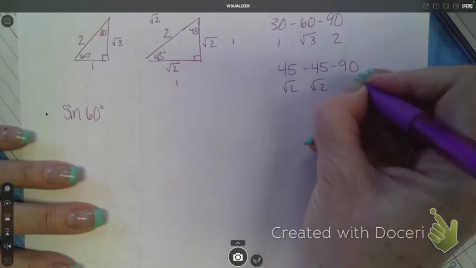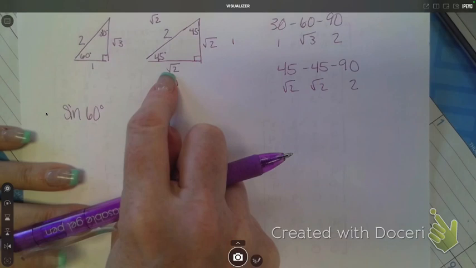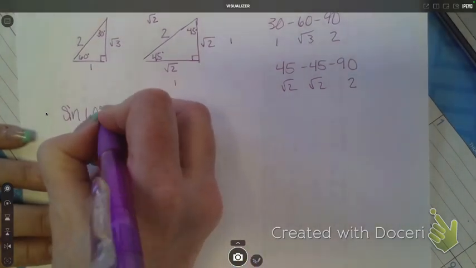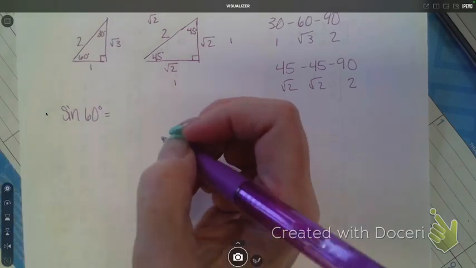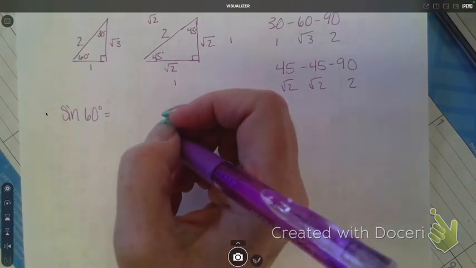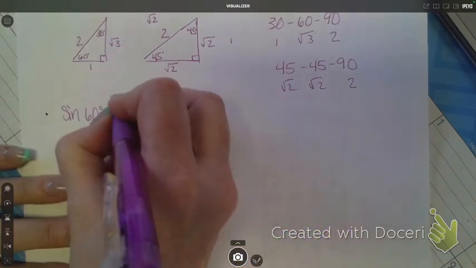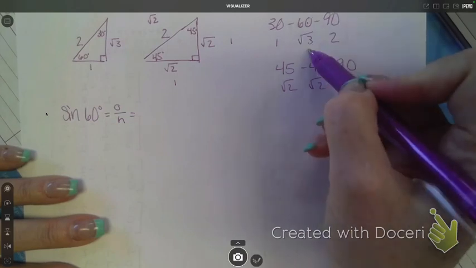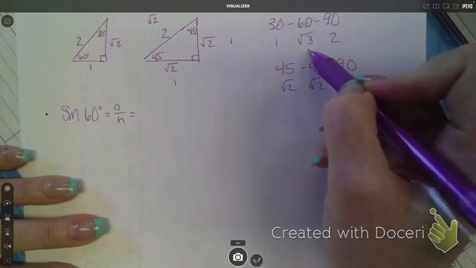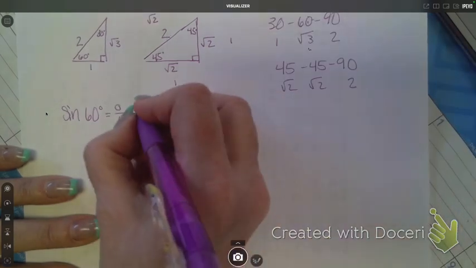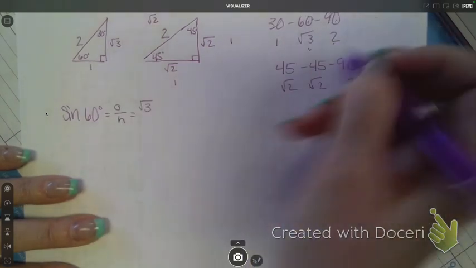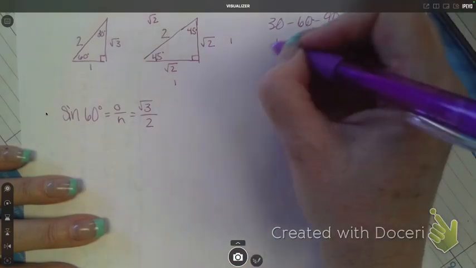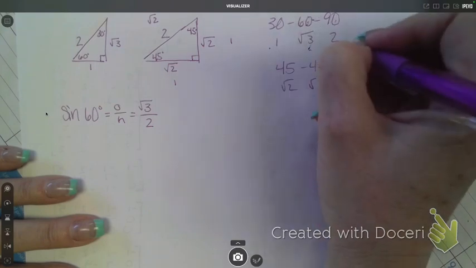And then I don't have to worry about my brain not liking that that's not a 45, 45, 90 triangle. Okay? Sine is what over what? Y over what? Or opposite over hypotenuse. So what's opposite of 60? Square root of 3. Hypotenuse is 2. So if square root of 3 is opposite, that means adjacent is what? 1. Because 2 is always the hypotenuse.